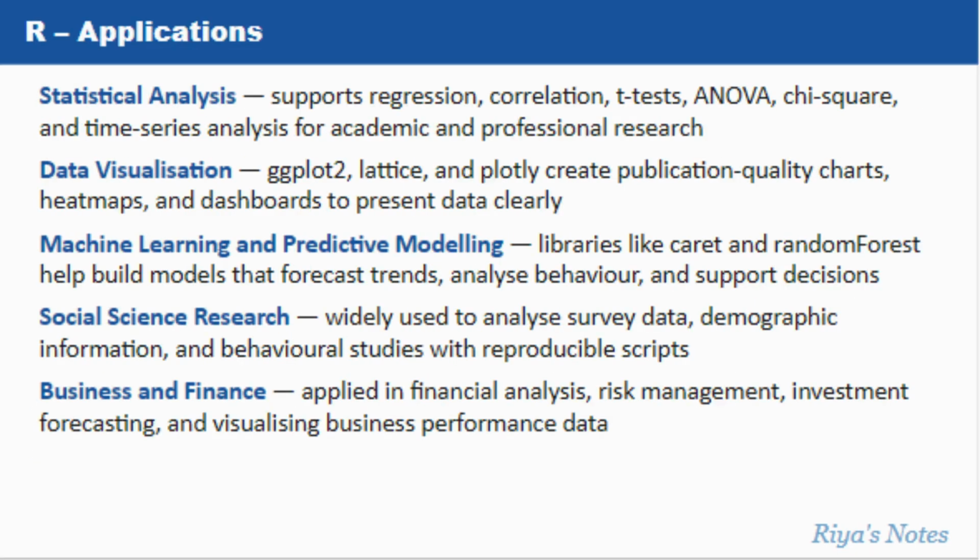Applications. Statistical analysis, supports regression, correlation, t-tests, and ANOVA, chi-square, and time series analysis for academic and professional research. Data visualization, ggplot2, lattice, and plotly create publication quality charts, heat maps, and dashboards to present data clearly. Machine learning and predictive modeling, libraries like Caret and Random Forest help build models that forecast trends, analyze behavior, and support decisions. Social science research, widely used to analyze survey data, demographic information, and behavioral studies with reproducible scripts.